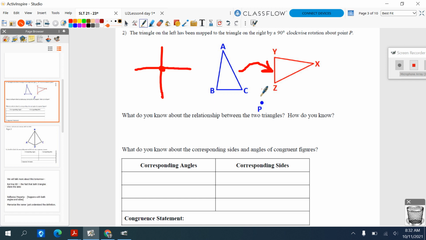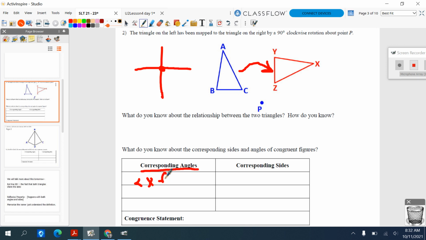That's the first thing you had to learn from about 20 pages of work: if you do a reflection, rotation, or translation, even though the triangle is facing a different direction, the triangle doesn't change. Everything about this triangle and this triangle is going to be the same. Corresponding angles are the angles in the new triangle that match up with the angles here. So if you rotate this, angle A and angle X would be the corresponding angles.